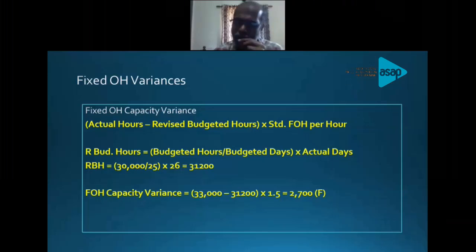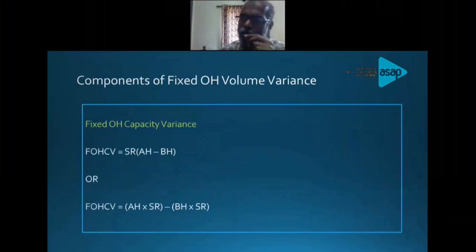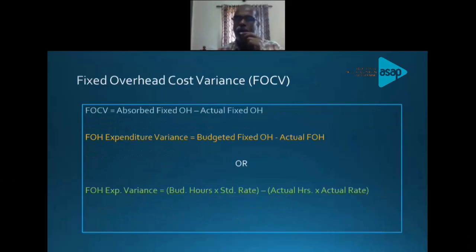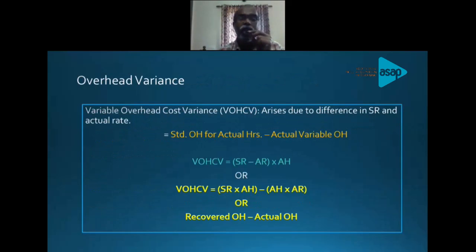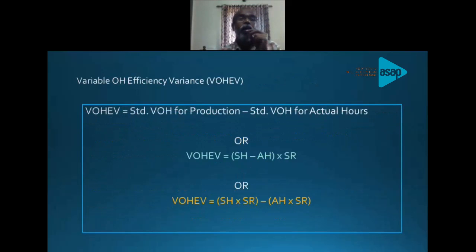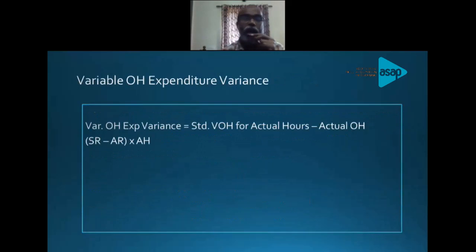Overheads are classified into two different categories, fixed and variable, so overhead variances are also classified into two categories, that is variable overhead variance and fixed overhead variance. Under variable overhead variance, we have variable overhead cost variance, variable overhead efficiency variance, and variable overhead expenditure variance. Variable overhead efficiency variance and variable overhead expenditure variance will give you the variable overhead cost variance.